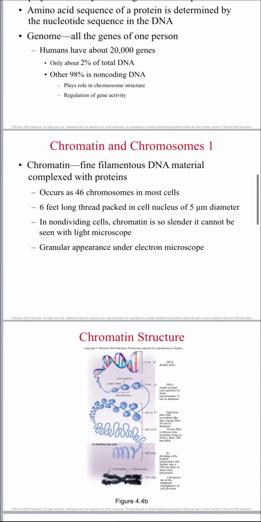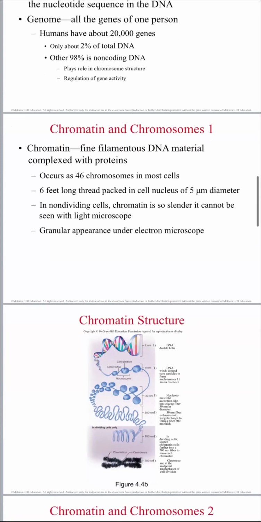Now, chromatin and chromosome, what's the difference? And again, some of these are going to sound very similar. Chromatin is fine filamentous DNA material complexed with proteins. That's your chromosome, right? We have 46 chromosomes. We're going to have 46 chromatids and chromatins, right? Now, we only start seeing the DNA, the chromosome, the chromatins, when we're about to divide. That's when we see it.